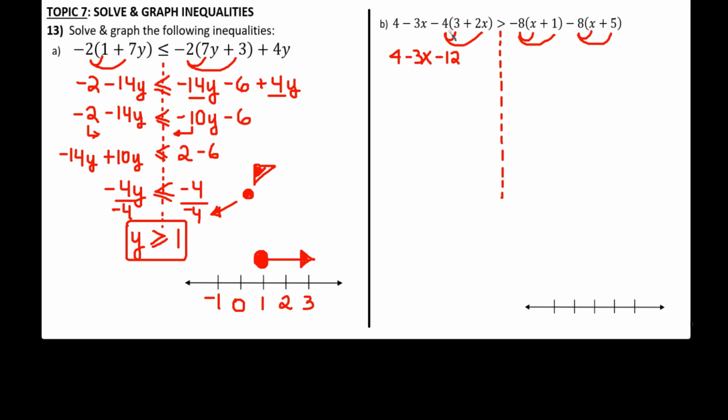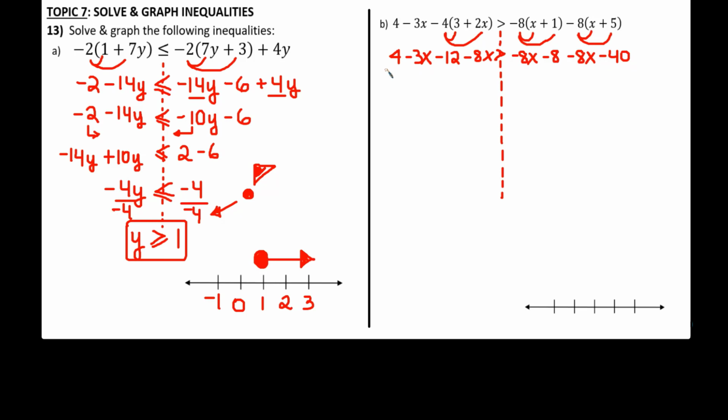Negative 12. Negative 4 times 2x is negative 8x. Greater than negative 8 times x is negative 8x. Negative 8 times 1 is negative 8. Negative 8 times x is negative 8x. Negative 8 times 5 is negative 40.